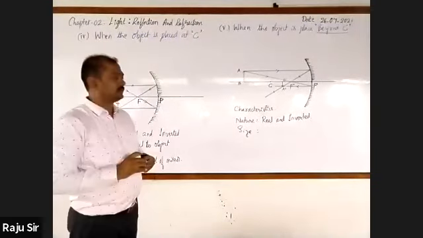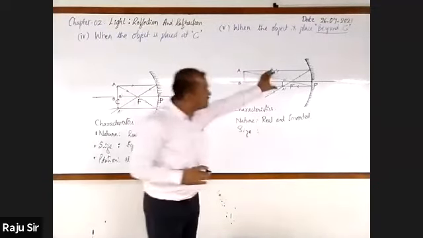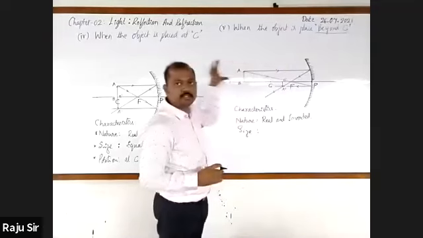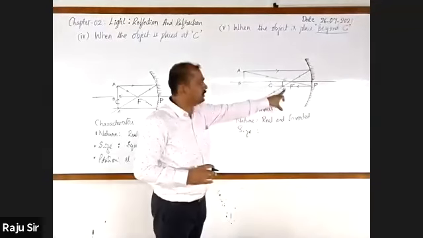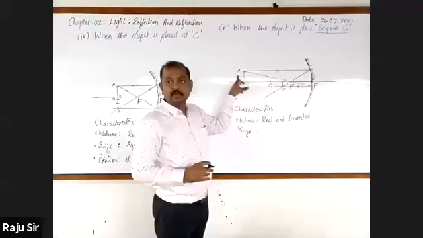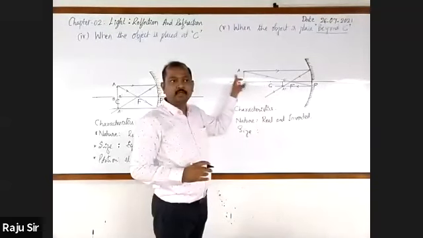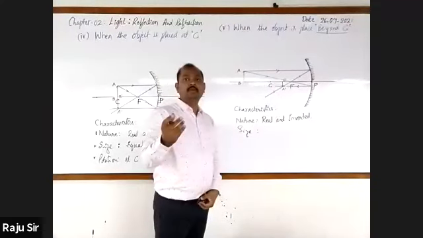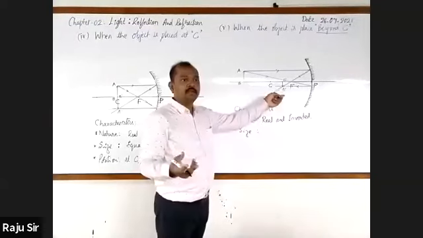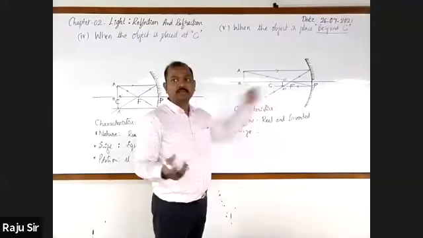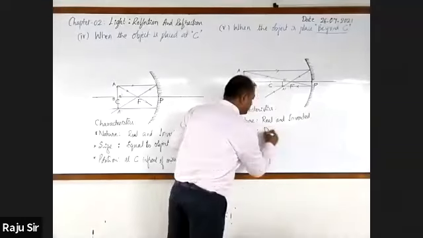Size. Diminished. Just compare the size of the image with the size of the object. Coming to that, the image is smaller than the object. Diminished, very good. We have a scientific word to represent the smaller size. It is diminished, right?